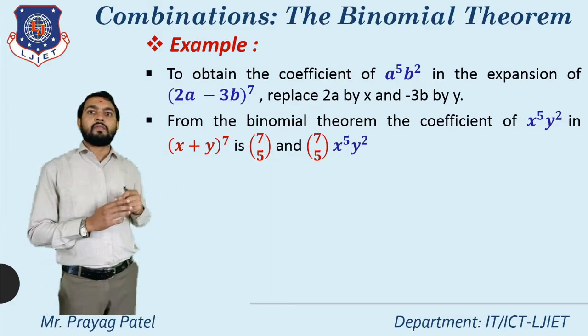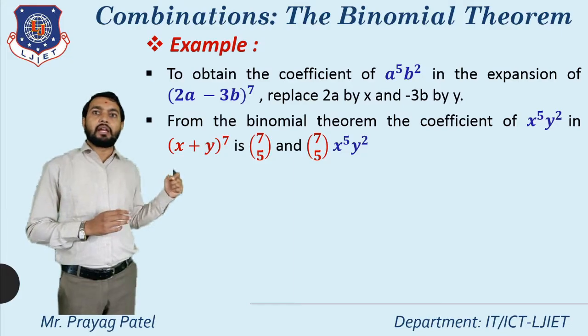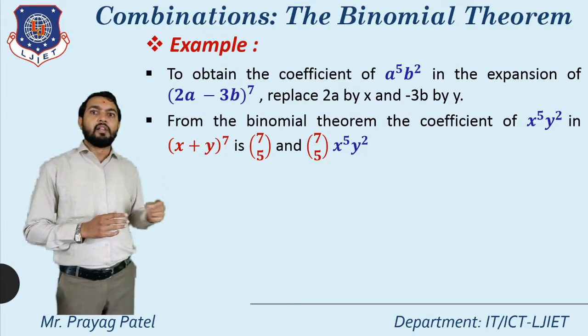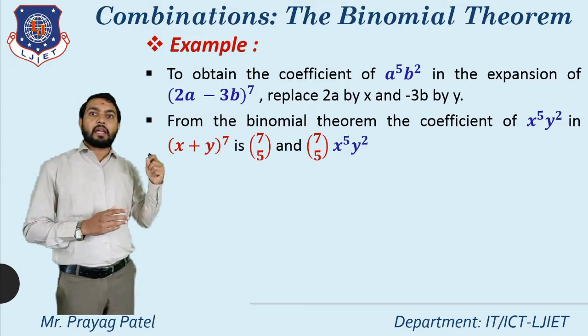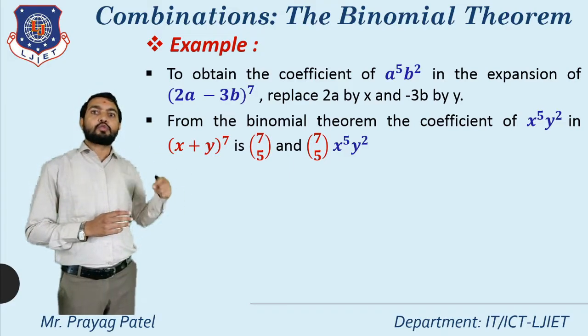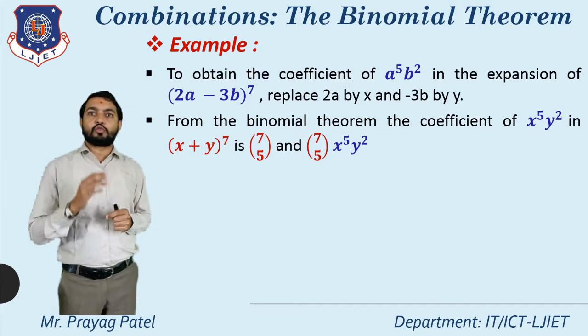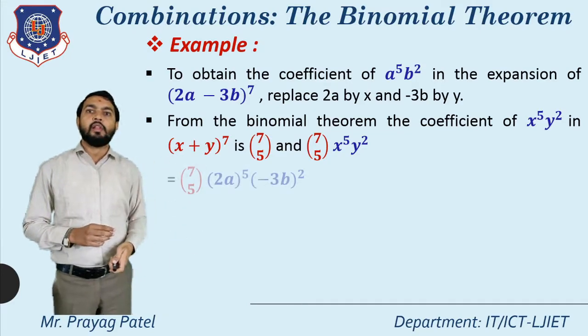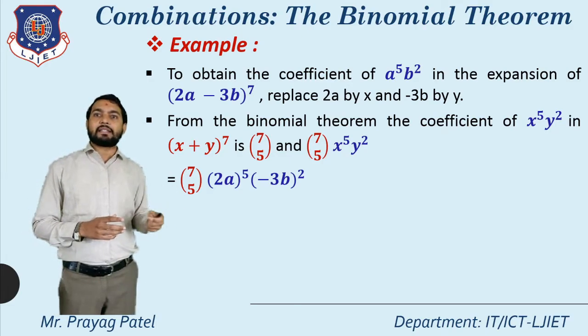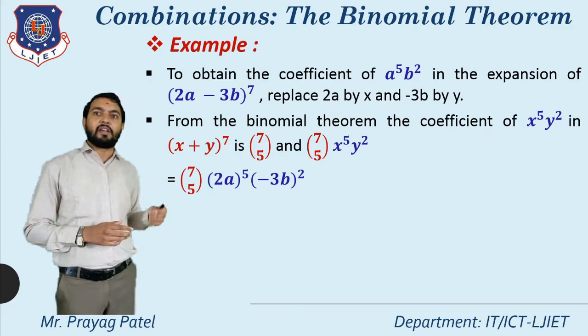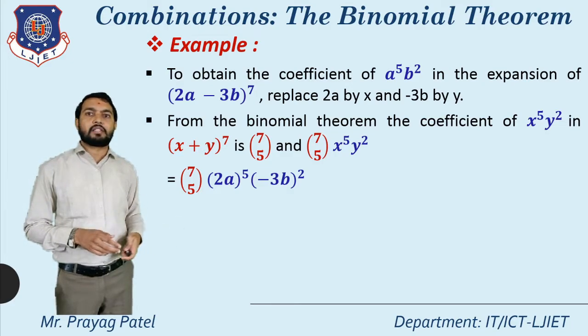So here 7 is n, so 7, and k equal to 5, so 7C5, then x raised to k, that means x raised to 5, then y raised to n minus k, so 7 minus 5 equal to 2. So this is the formula. Now we consider the values of x and y as 2a and minus 3b, then 7C5 (2a) raised to 5 times (minus 3b) raised to 2.